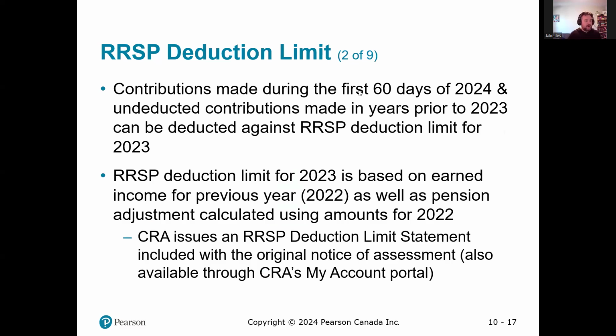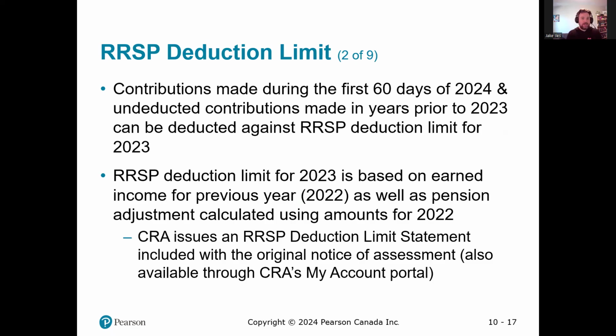Contributions made during the first 60 days of a year can be deducted against the earnings of the prior year. So RSPs are a savings amount, but how much can I contribute? Maybe I don't know until I get to the end of the year, figure out how much income I have. So they give this 2-month, this 60-day time period into next year where you can contribute and have that deduction applied against the previous year.